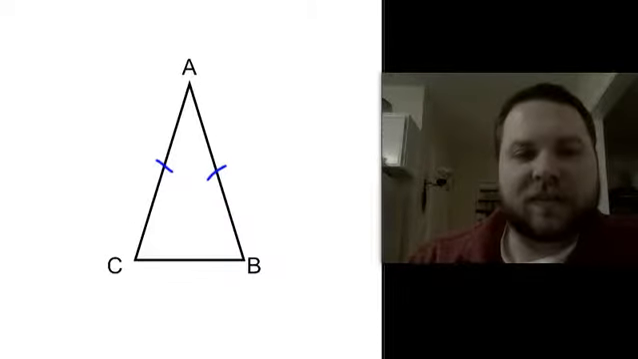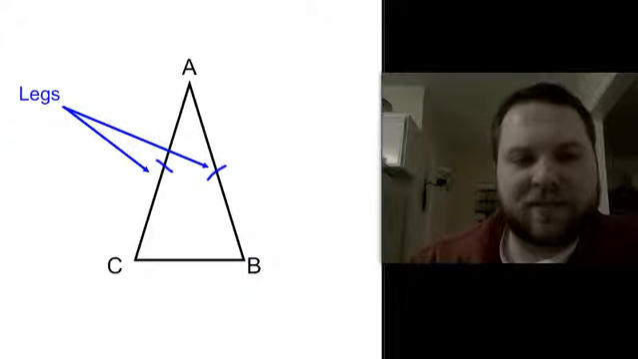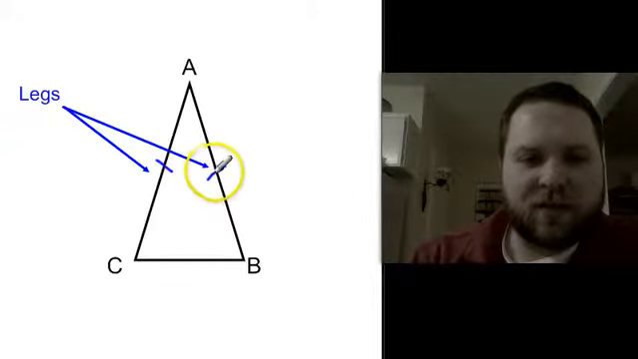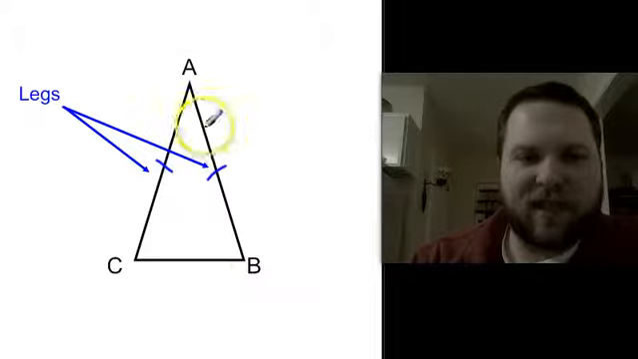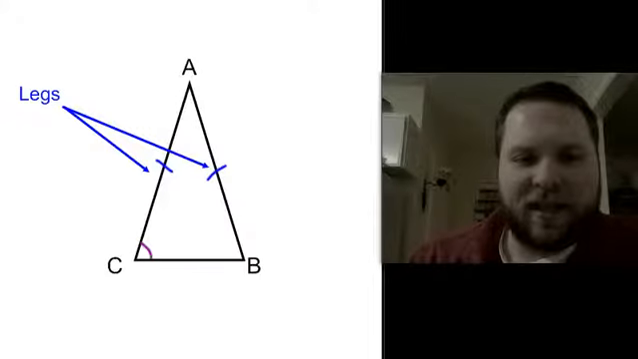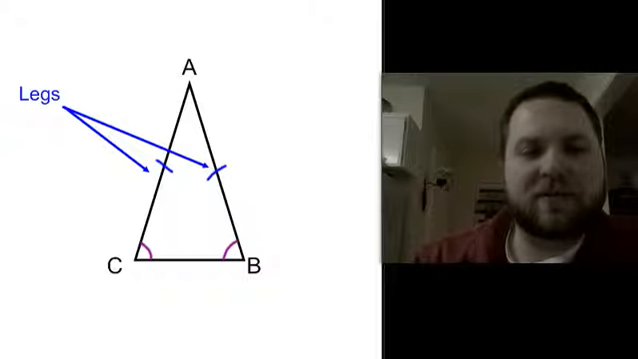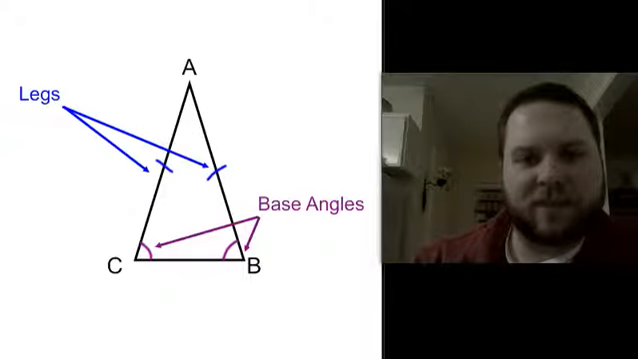Those two sides are called legs. So in an isosceles triangle, the two congruent sides are called legs. Then we also have two congruent angles, and those angles are directly across from the legs. So if we take this side right here and look at the angle directly across from it, that angle and then the angle directly across from the other leg will be congruent. So angle C and angle B are congruent, and those angles are called base angles.